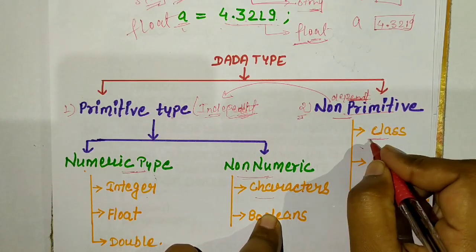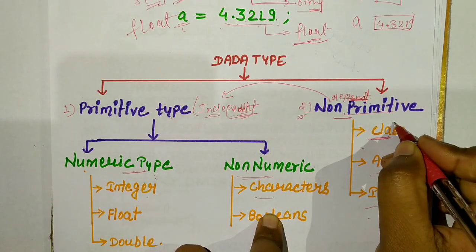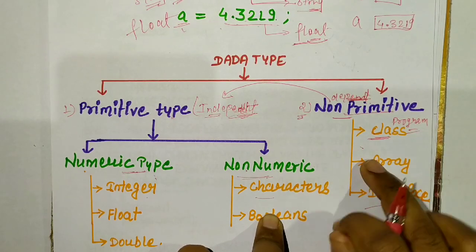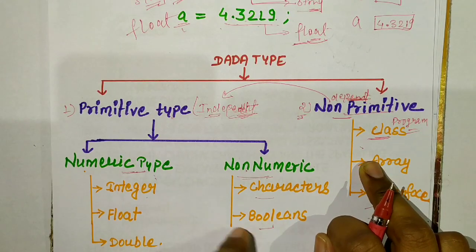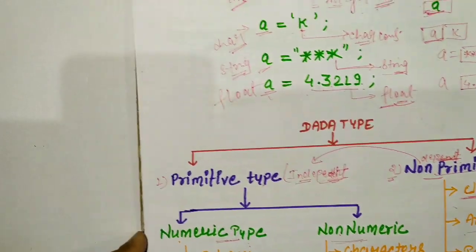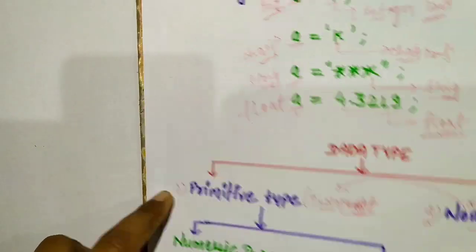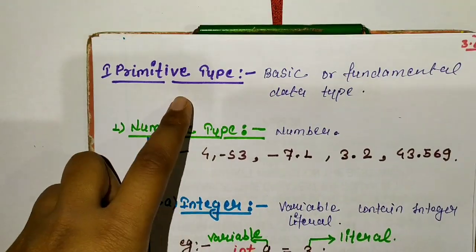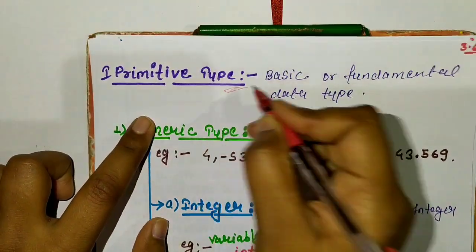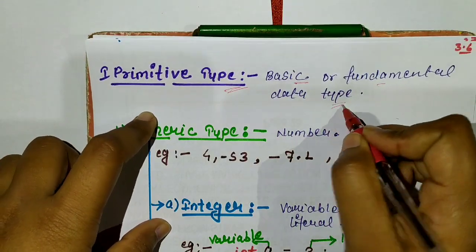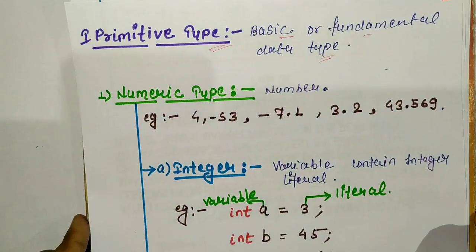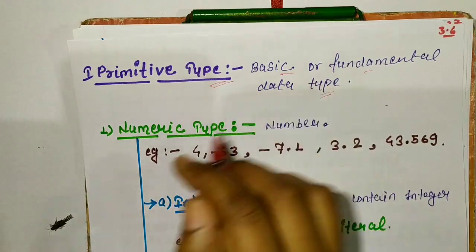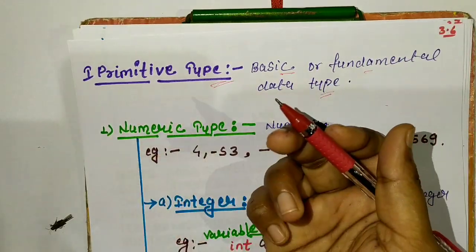In the previous class I discussed the class. Class is a data type of our program. Next we discuss the primitive data type. The primitive data type is a basic or fundamental data type. The primitive data type is divided into 2 parts: first is numeric and second is non-numeric.